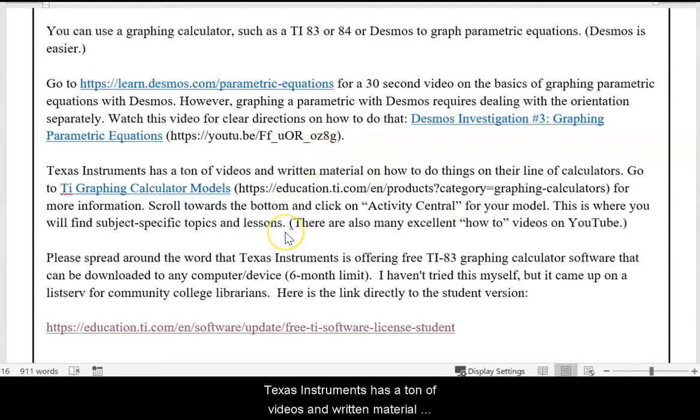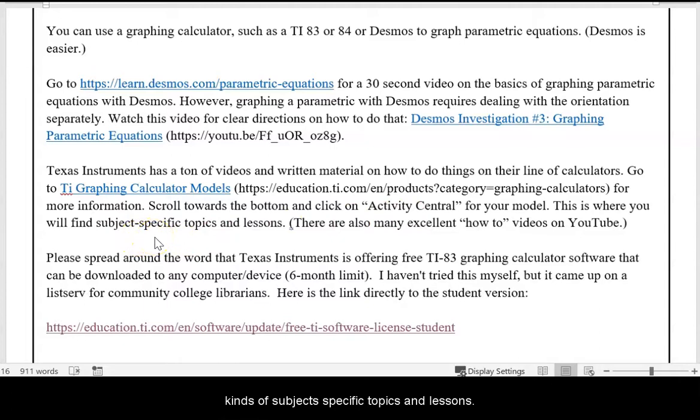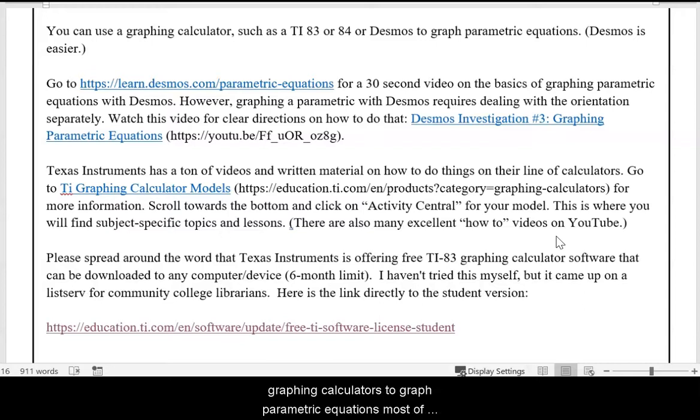Texas Instruments has a ton of videos and written material on how to do things with their entire line of calculators. You can go to the TI Graphing Calculators models and look for more information on the particular model you have. The activity central for your model will give you different kinds of subject-specific topics and lessons. You can also Google it and look on YouTube. There are literally hundreds of videos on YouTube on how to use TI graphing calculators to graph parametric equations. Most of them are quite excellent. I'll also demonstrate as well.